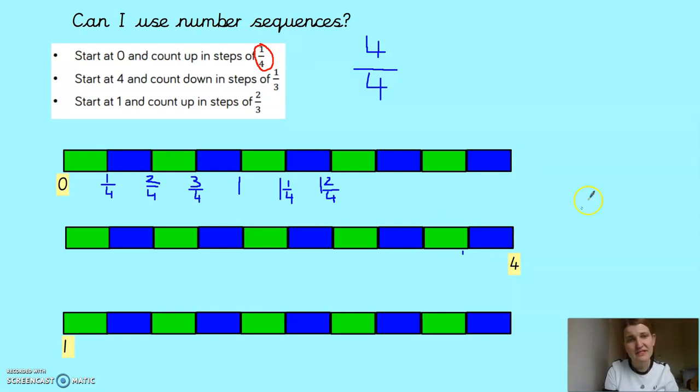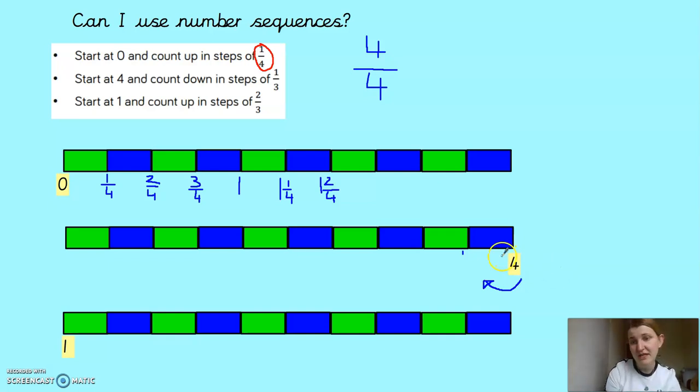Okay, so for this next one, it's asked to start at 4 and count down in steps of a third. So a couple of things here. Firstly, we're counting down, which can often be a little bit trickier anyway, I think. And also we're starting with a whole number, which again, taking thirds away from a whole number to me seems quite tricky. So do you think there's anything we could do to make it a bit easier?